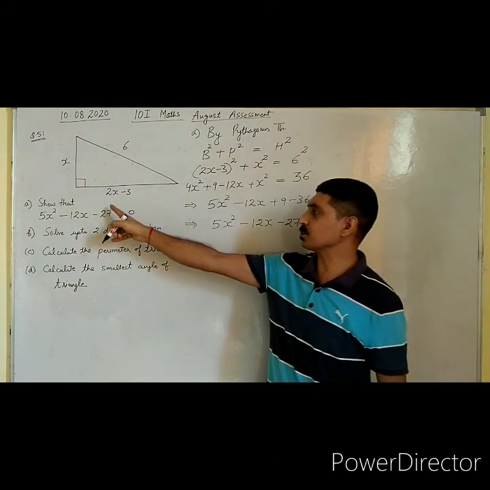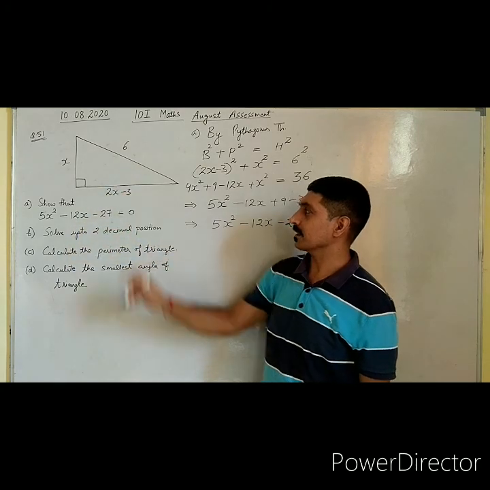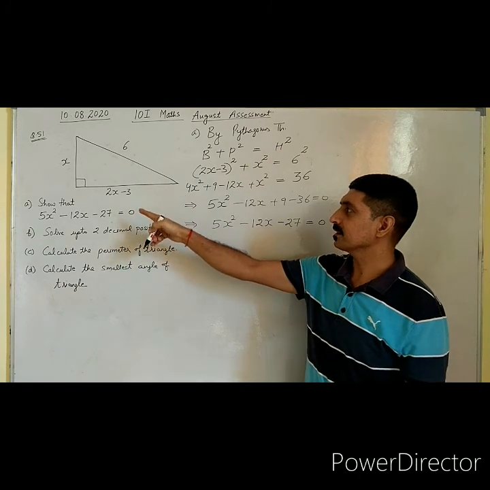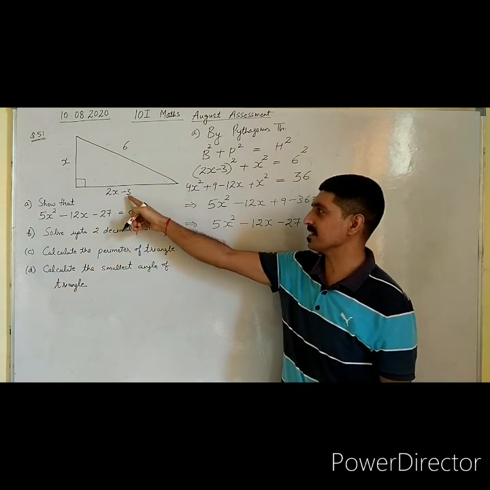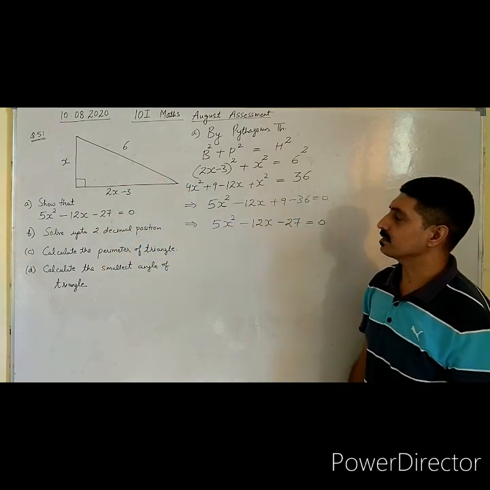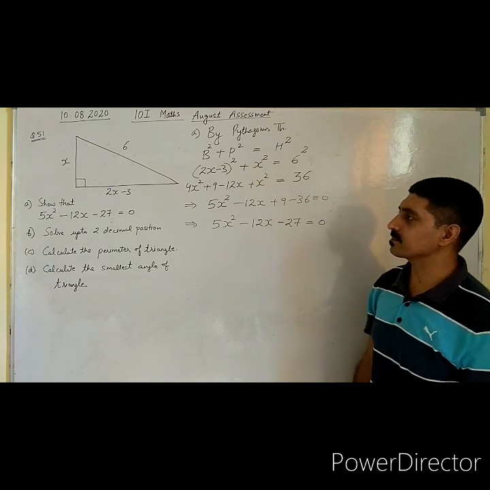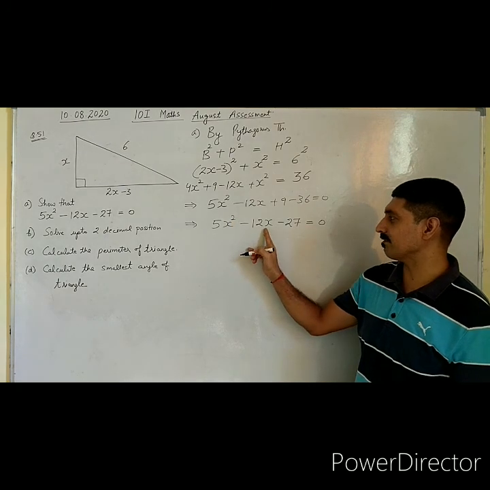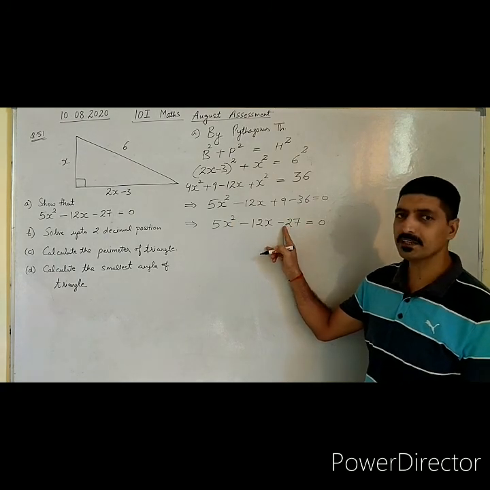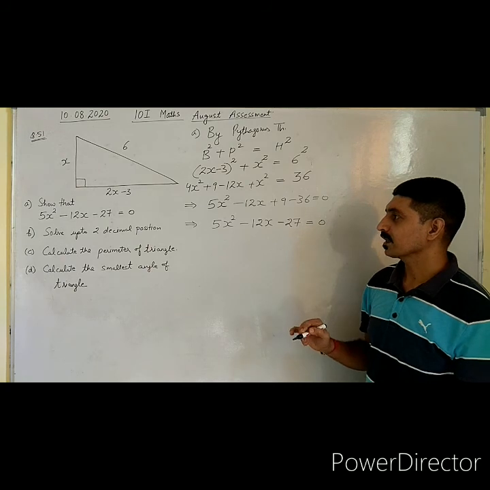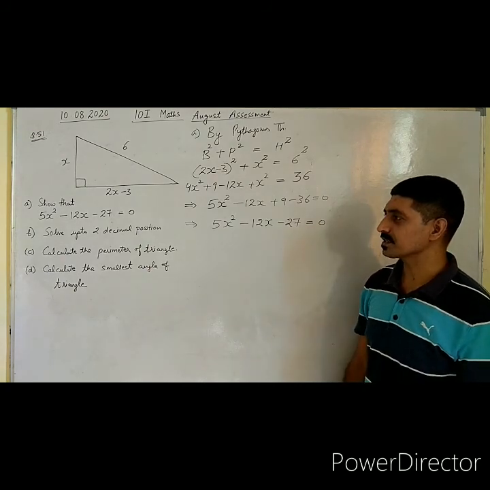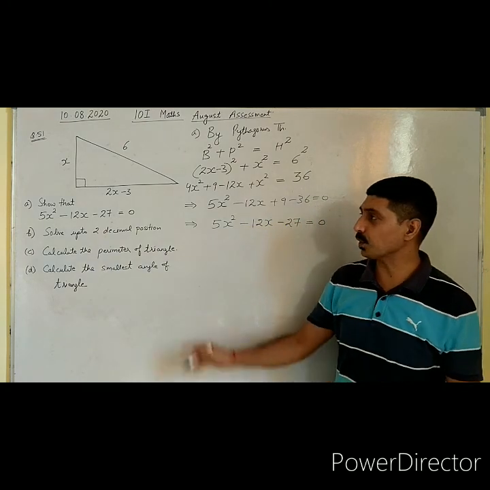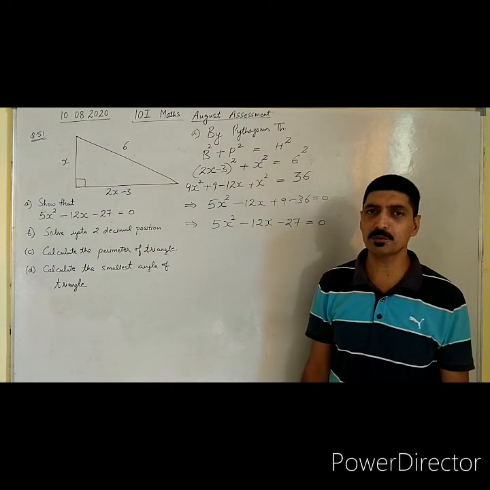That is, we have to show that from this given triangle, the sides are given: hypotenuse is 6, and the base and the altitude, that is the height, are given in terms of x. So we have proved that 5x square minus 12x minus 27 is equal to 0. Now this is the quadratic equation. Second part, we have to solve this quadratic equation up to 2 decimal places.